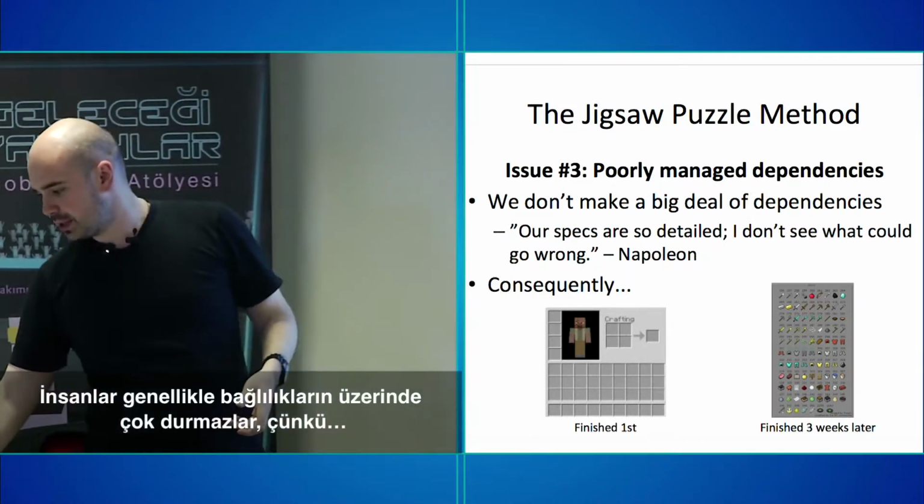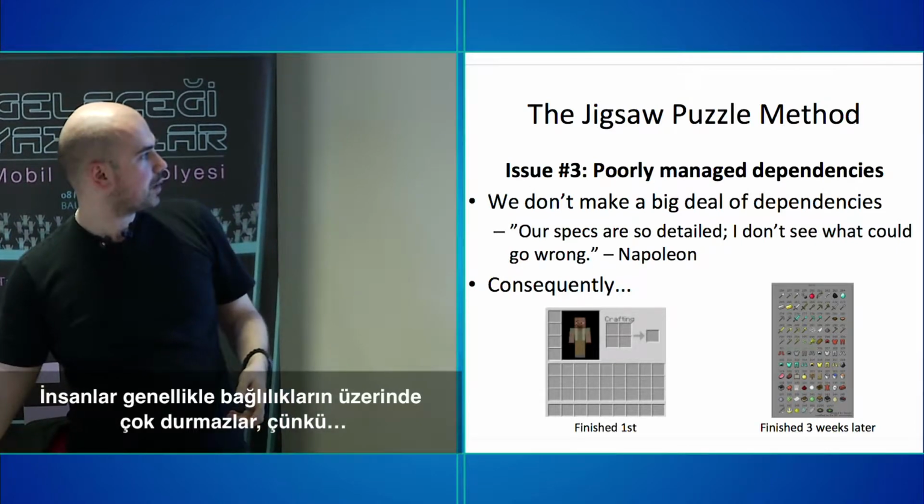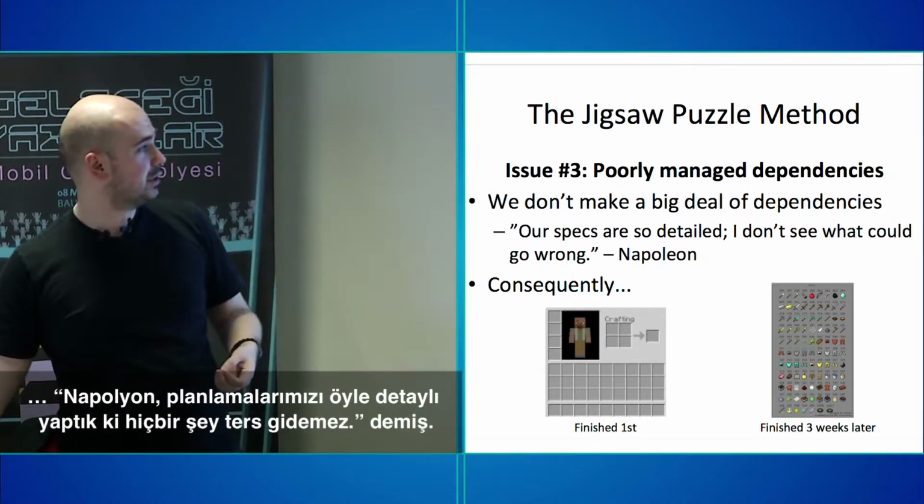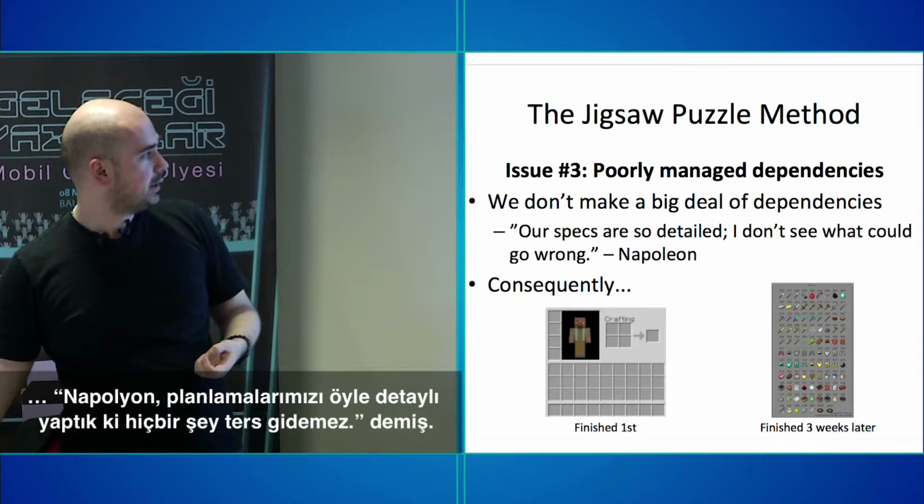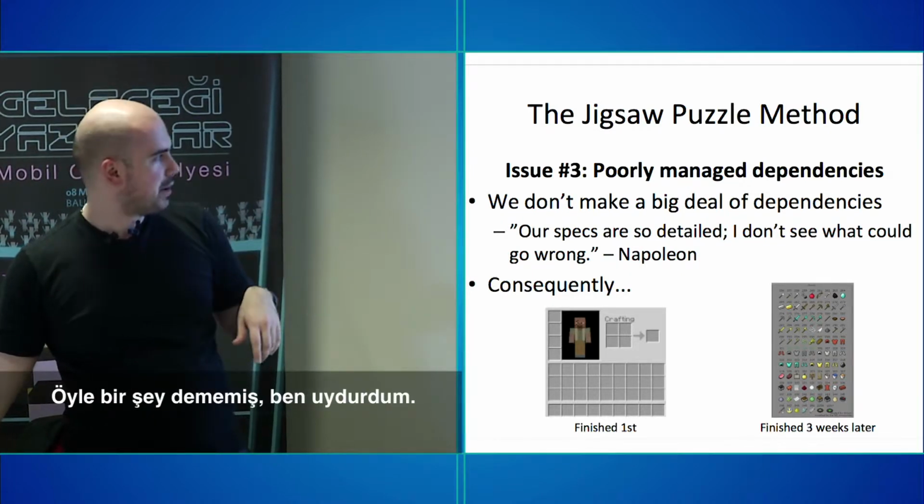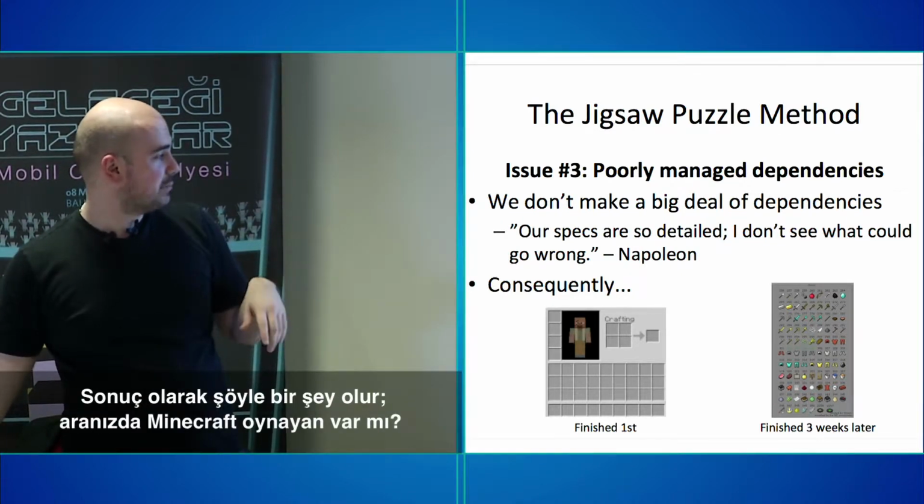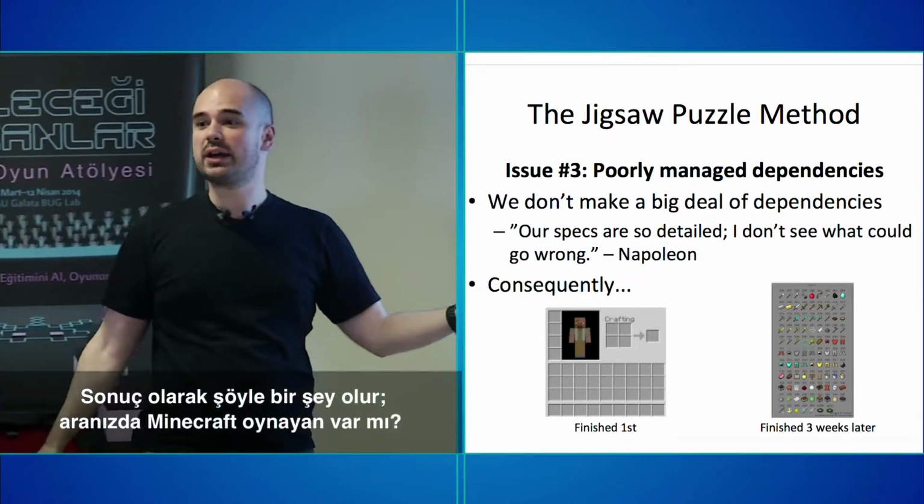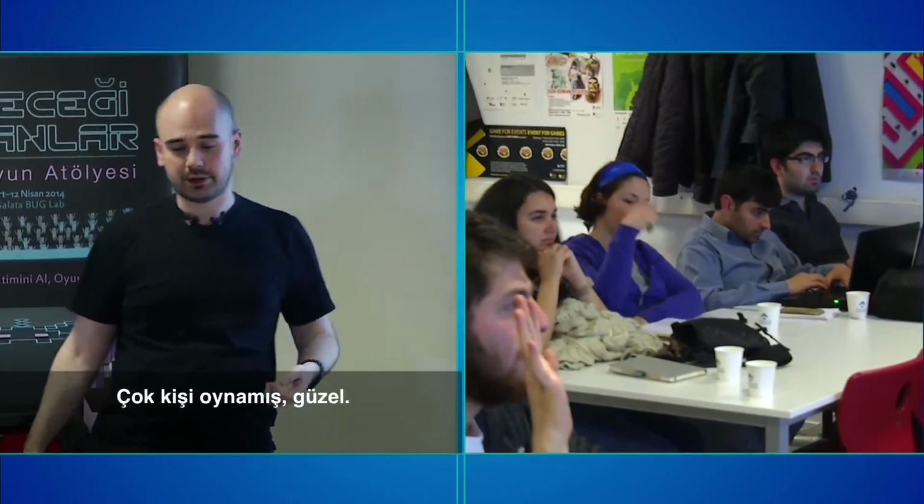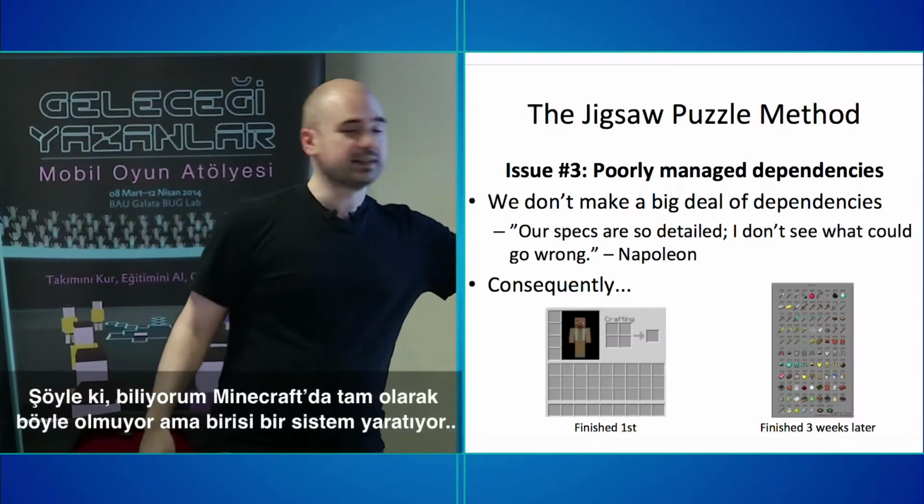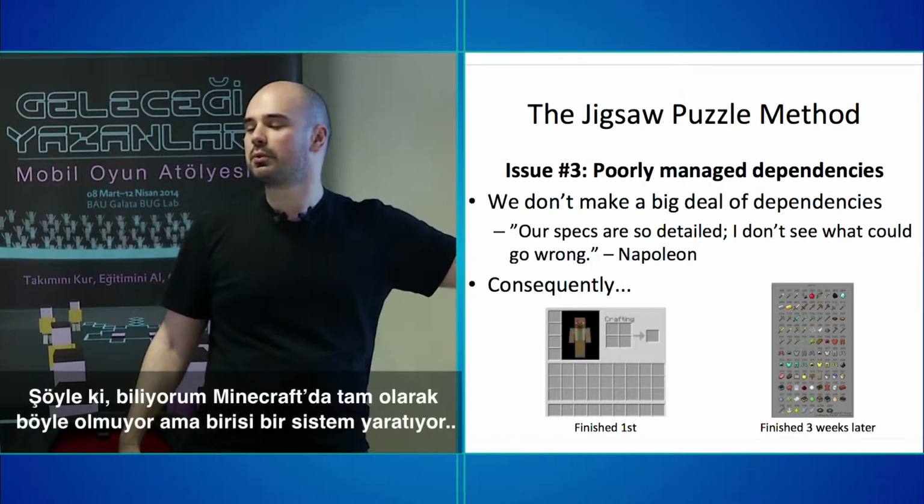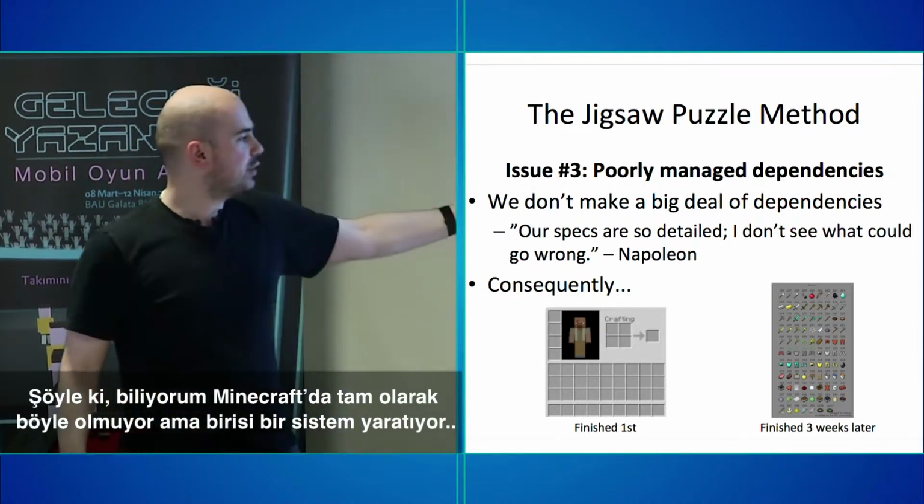Far too often, people don't make a big deal out of dependencies because our specs are so detailed, I don't see what could go wrong. Napoleon? He didn't actually say that, I just made that up. But consequently, you get something like this. Anyone played Minecraft? So a lot of people played Minecraft. That's good. So you get something like this. So this is not what actually happened with Minecraft. I'm just using their assets. But you get something like this.